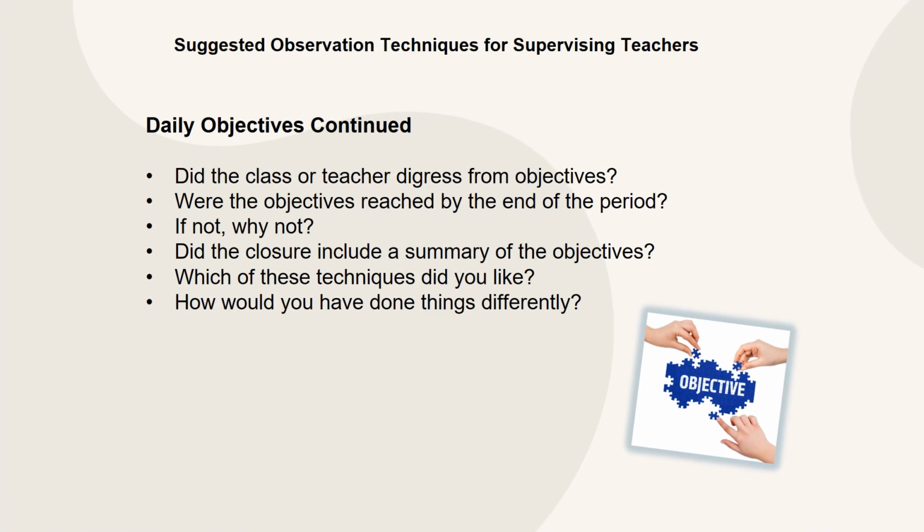Continuing with daily objectives, did the class or teacher digress from objectives? Were the objectives reached by the end of the period? If not, why not? Did the closure include a summary of the objectives? Which of these techniques did you like? How would you have done things differently?